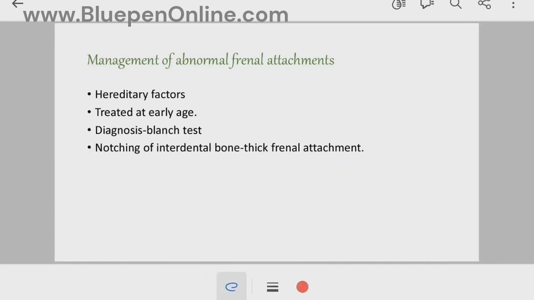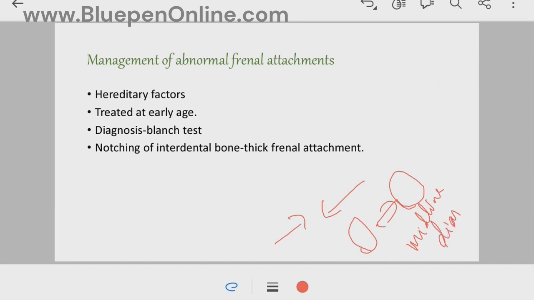Now, if there are some abnormal frenal attachments, you know what is frenum, right? It's the presence of thick fleshy maxillary labial frenum. If it is attached relatively low, this will prevent the maxillary central incisors from approximating each other. So there will be a gap, and this is known as midline diastema. So there is high chance of midline diastema in these kinds of cases. This is the kind of abnormal frenal attachment.